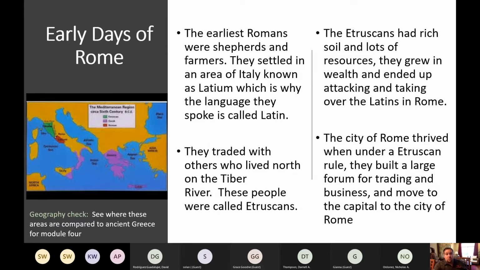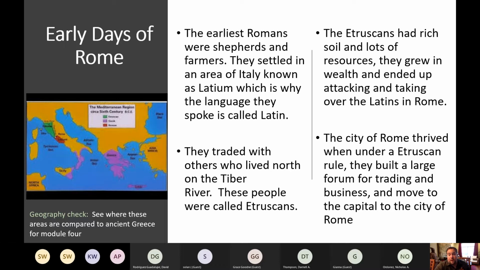So the earliest Romans were shepherds and farmers, and they settled in the area of what is now Italy, known as Latium, which is why the language the Romans speak is called Latin. They traded with others who lived north on the Tiber River, and these people were called the Etruscans. The Etruscans had rich soil and lots of resources. They grew in wealth and ended up attacking and taking over the Latins in Rome.